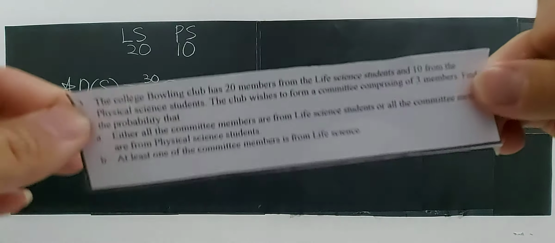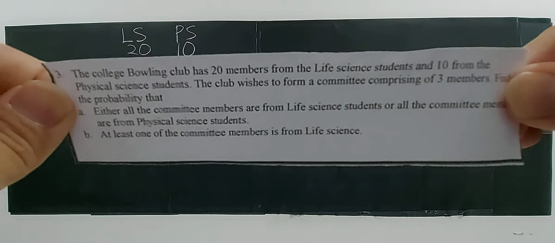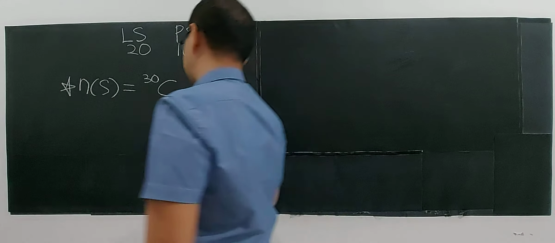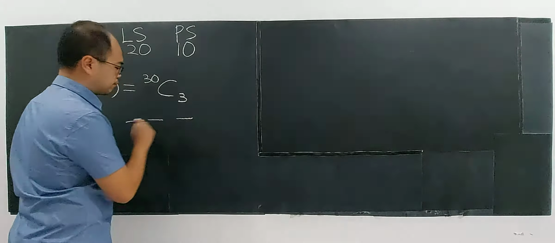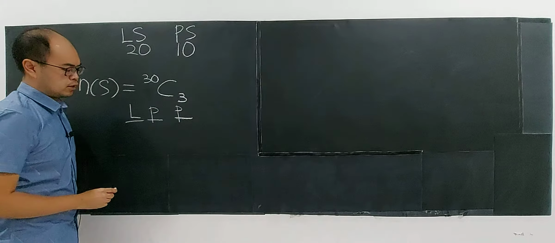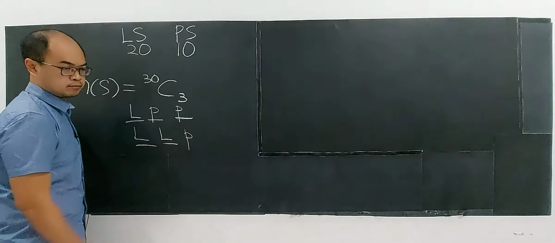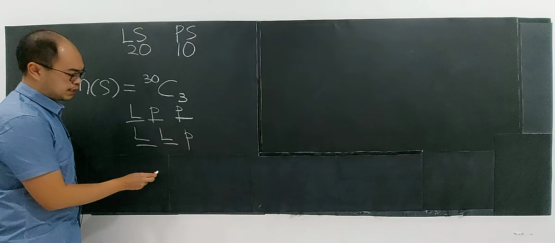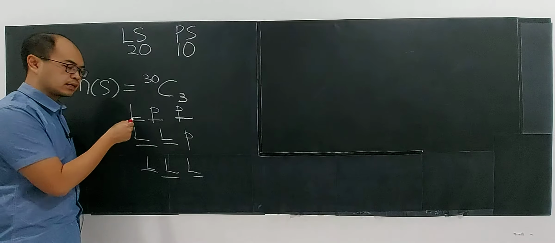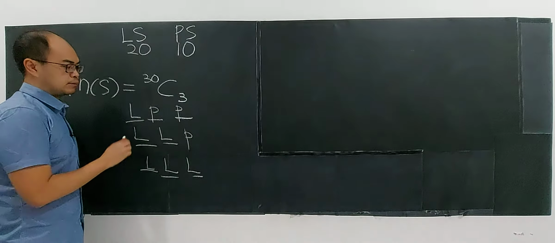Okay, let's look at part B. At least one of the committee members is from life science. What does that mean? In a committee of 3 members, either one is life science and the other 2 are physical, or 2 are life science and 1 is physical, or all 3 are life science. At least one means 1, 2, or 3 of them. It cannot be none of them.